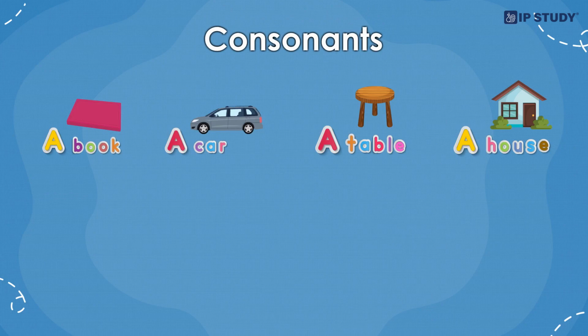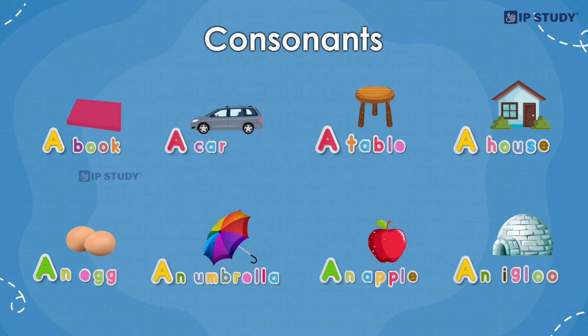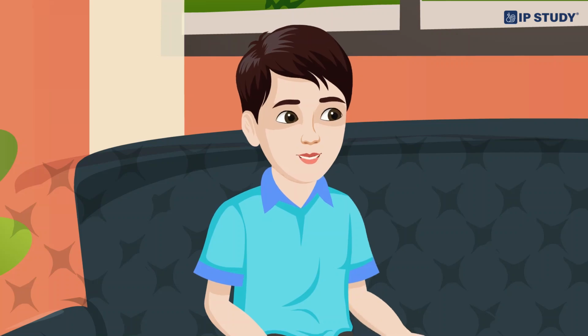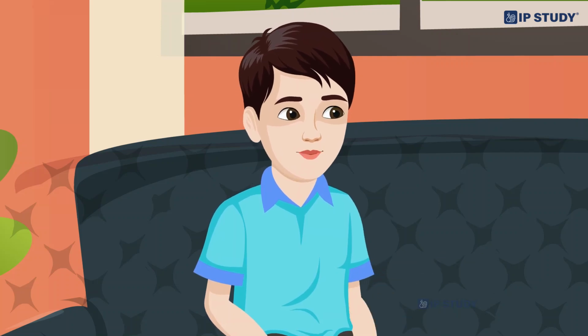And a goes before words starting with consonants, like a book, a car, a table, or a house. And an goes before words starting with vowels, like an egg, an umbrella, an apple, or an igloo. Consonants with a, vowels with an.